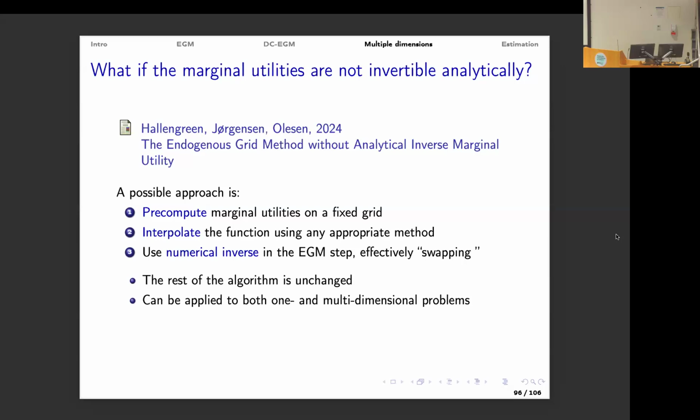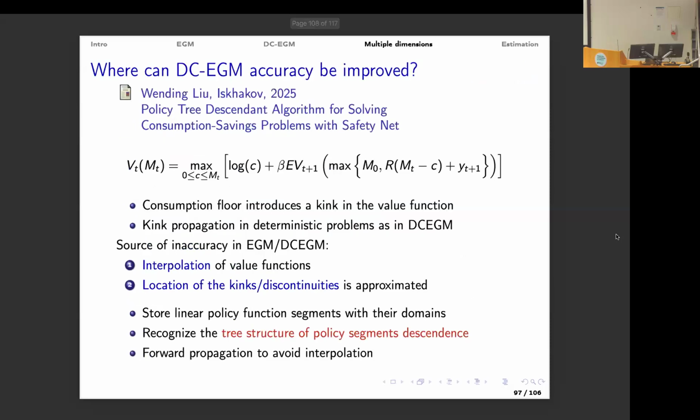And then if you have to invert a function which is not analytically invertible, maybe you can pre-compute and then interpolate the inverse and do a kind of numerical inversion, and still lose a little bit of accuracy, but still be able to trace all of the points that satisfy the first order condition.